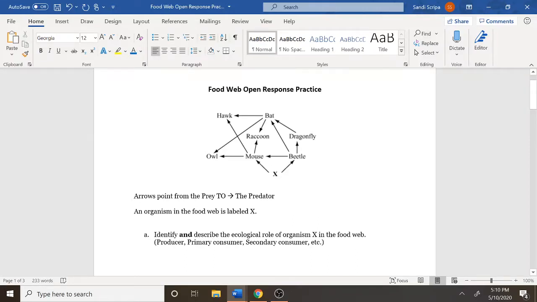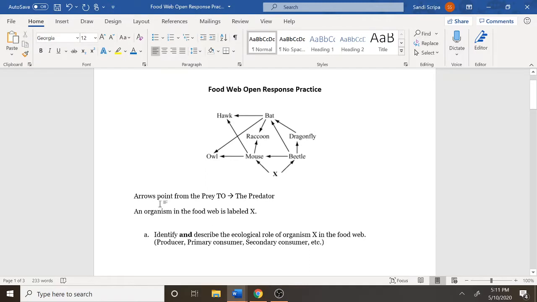So for the first part, it says an organism in the food web is labeled X. Identify and describe the ecological role of organism X in the food web. So when they say ecological role, they really just want to know what trophic level it is. Is it a producer or is it some kind of level of consumer?